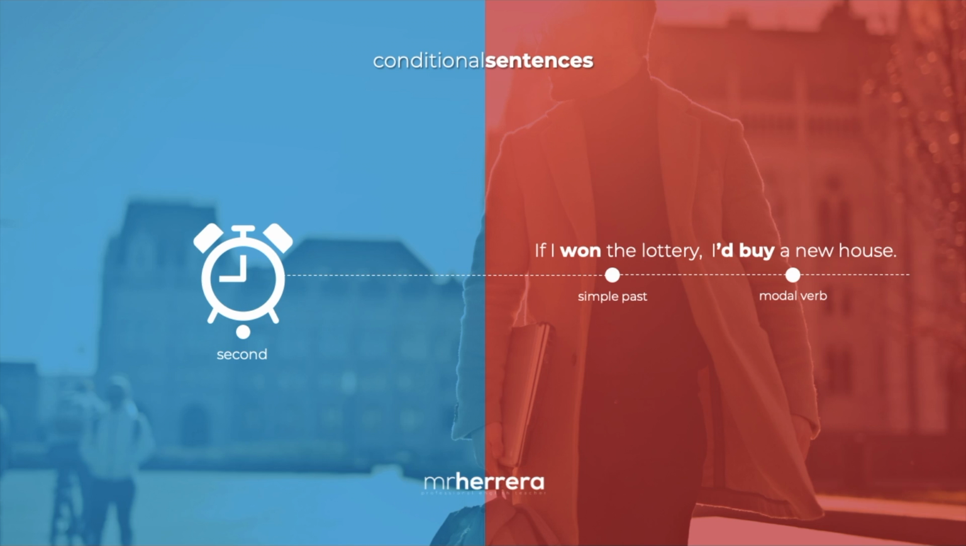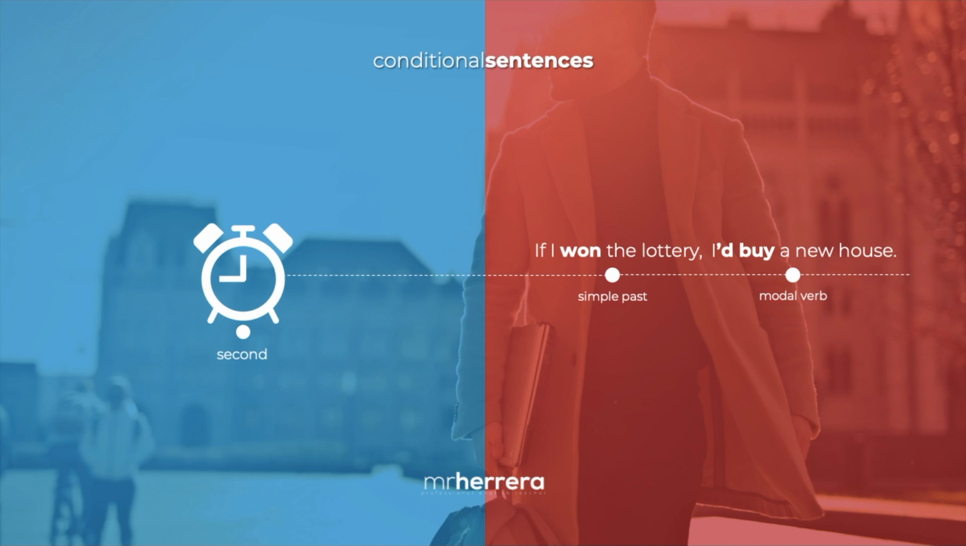And as you can see right here, this is a hypothetical situation. It's an imaginary situation. Obviously, you didn't win the lottery. You didn't win it. So basically, you cannot buy a new house. But what happens if you won the lottery? So we are just imagining this situation.